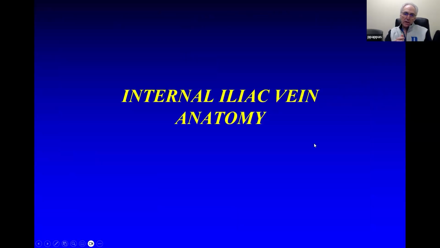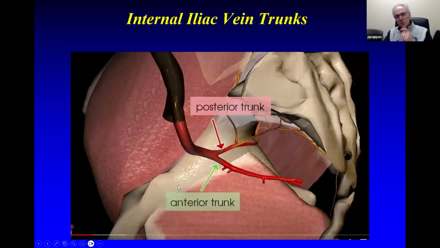All right. Now, the internal iliac vein anatomy is very, very complicated, and we don't spend enough time going over this. So I'm going to go through this in a little bit of detail. Stick with me, it's a little difficult. When you look at the internal iliac vein, there is a common trunk. The common trunk splits into a posterior branch and an anterior branch.